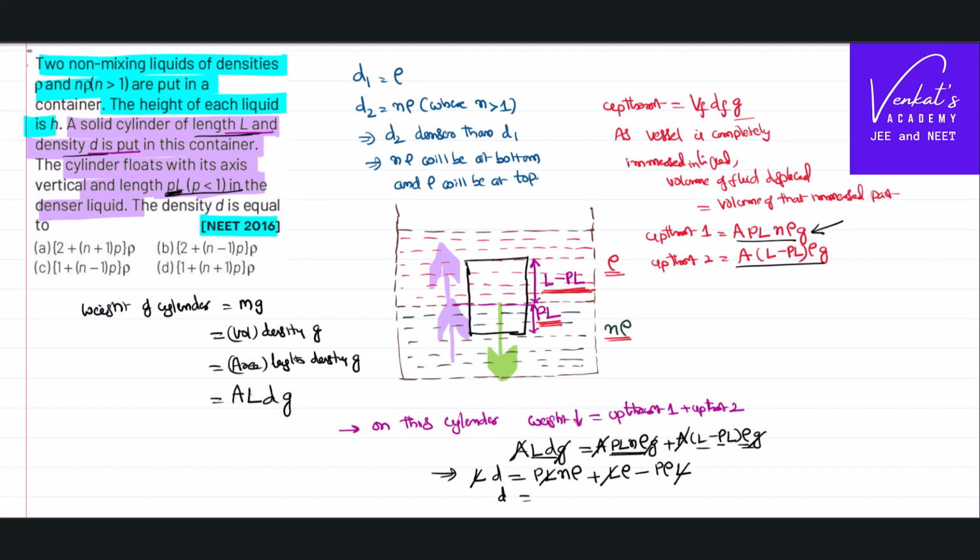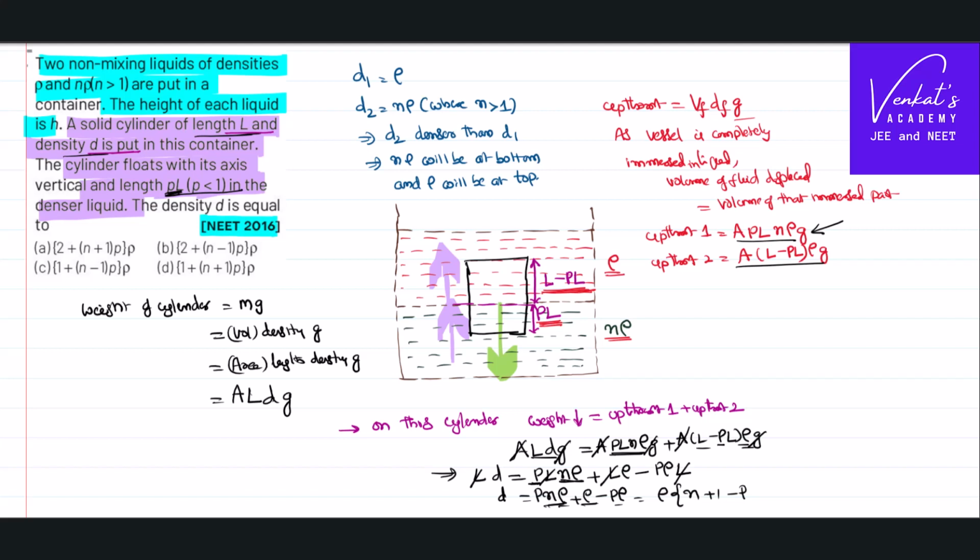So what is the density remaining? N rho plus rho minus P rho. That's the answer for the problem. So I can take rho common in all of them. Then rho of what is remaining: N plus 1 minus P. Yeah, I have missed one thing here. See, I have written only N rho, but this P is there, that's not cancelled. So P also will come.